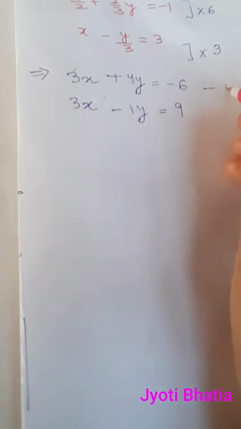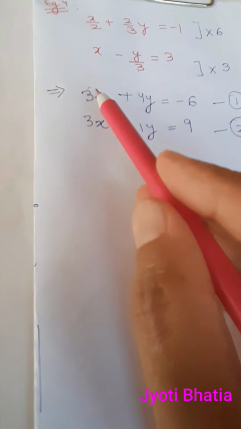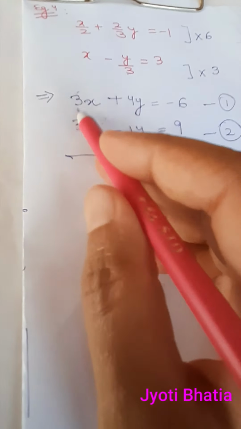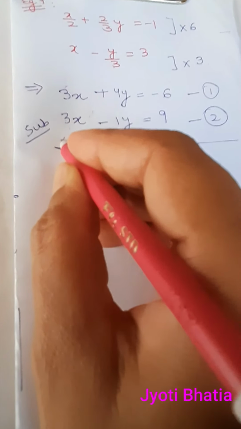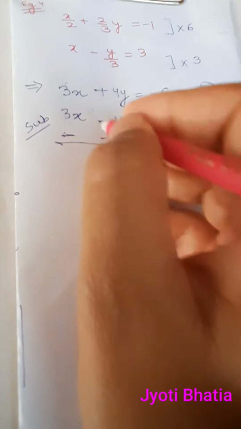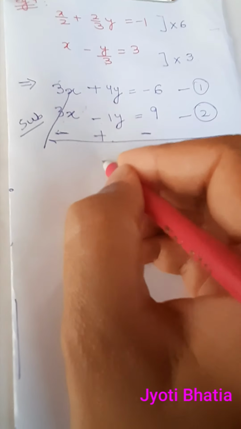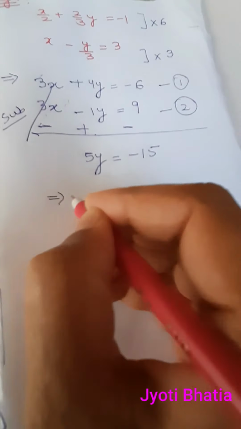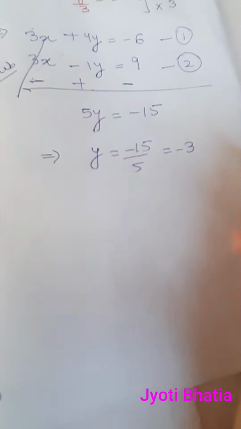Now here straight away you can see that we have coefficients of x in both the equations same. So we need not multiply it by any number. And since both have got the same sign, we shall subtract them. If you subtract, signs will get changed. So this will be minus, minus will be plus, plus will be minus. So 4y minus 4y plus 1y gives you 5y, and minus 6 minus 9 gives you minus 15. So y is minus 15 upon 5, which is minus 3.